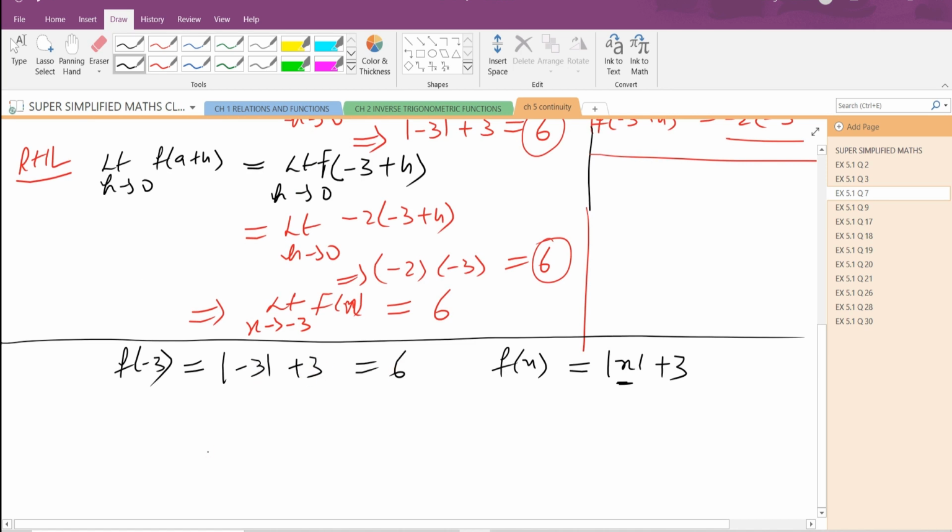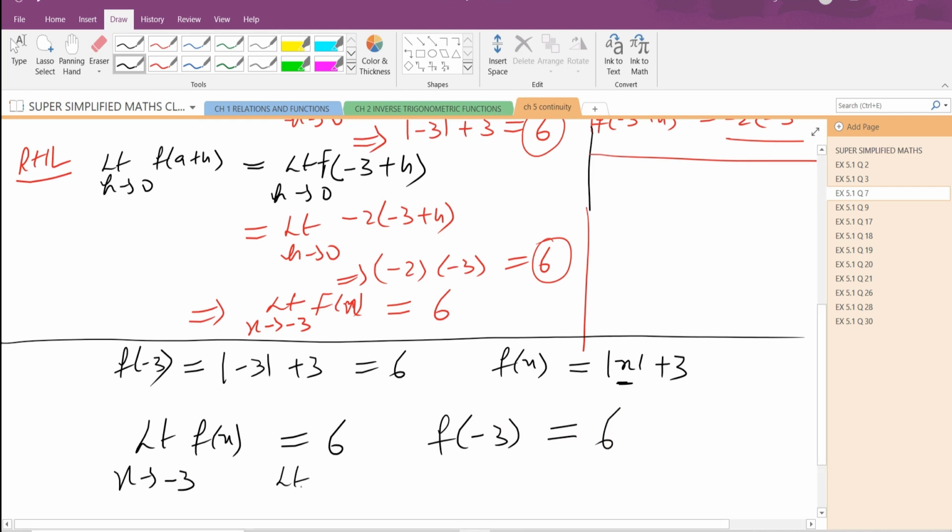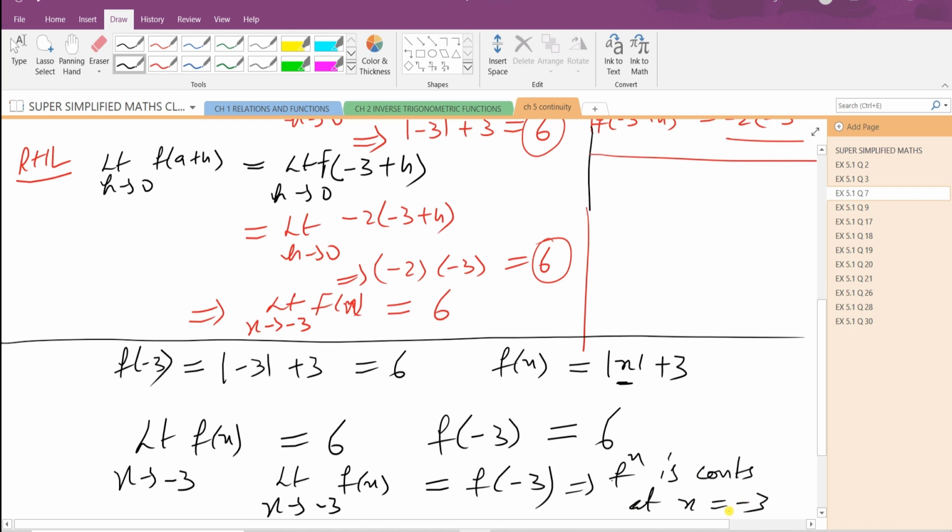So I have seen that the limit of the function f(x) at the point minus 3 was 6 and the value of the function at the point minus 3 was also 6, and therefore the limit as x tends to minus 3 of f(x) is the same as the value of the function at minus 3, and this implies the function is continuous at x equal to minus 3.